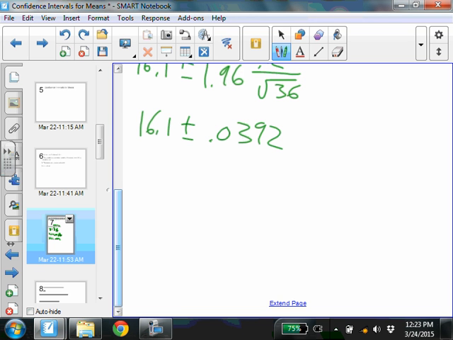All right, so our interval here, I'm just going to call this 0.04. If we subtract that, what are we going to get? 16.06. And then if we add it, our interval is going to be from here to 16.14.